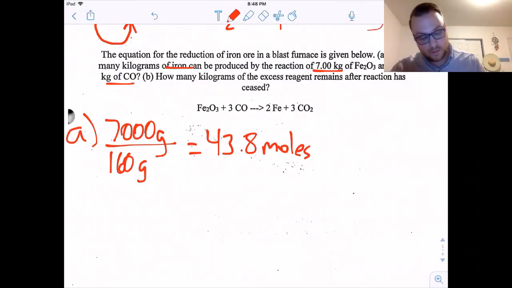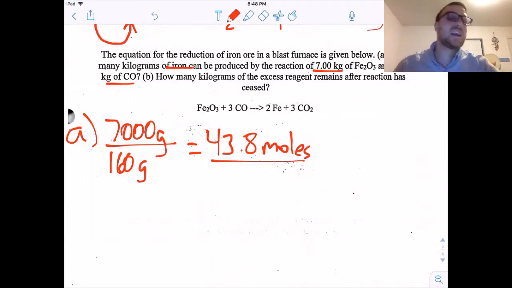I'm going to divide it by again, just to show you the step, just to make sure we don't forget that you also need to take this into consideration. But there's a 1 here, so divide it by 1, the coefficient in the reaction. We have 43.8 moles. Moles tells you everything. You can't do anything unless you get moles.